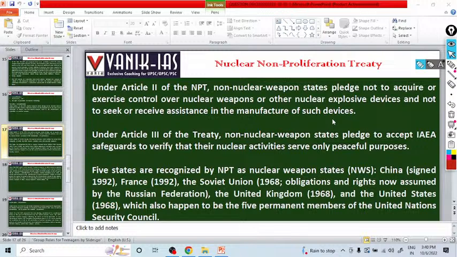Fine. Five states are recognized by NPT as nuclear weapon states, such as China, France, Soviet Union, then United Kingdom and United States of America. After the disintegration of USSR, it is Russia right now, the Russian Federation, which is the recognized nuclear weapon country of the world as per the Nuclear Proliferation Treaty. Fine. NPT, N5: USA, Russia, UK, France and China.